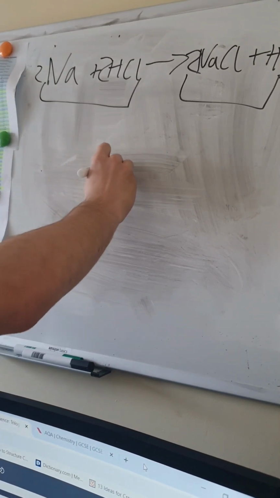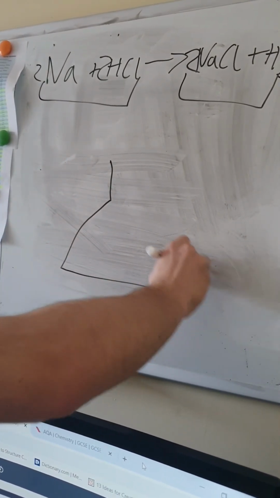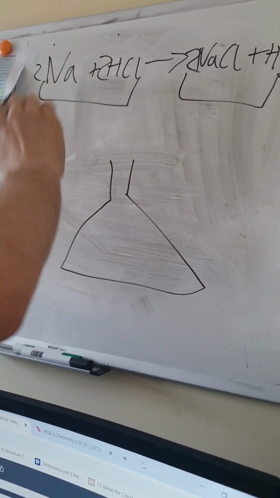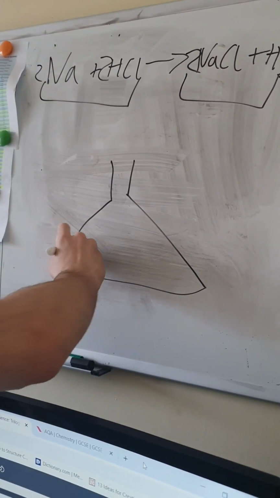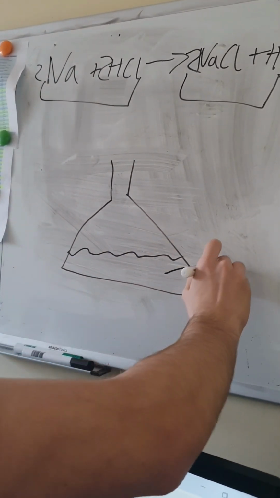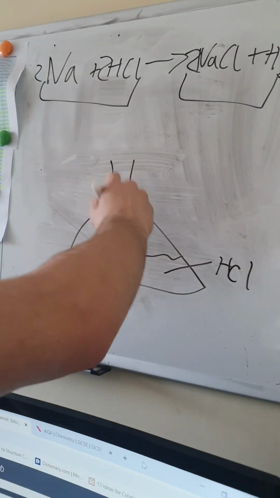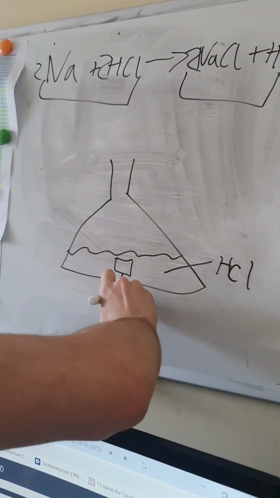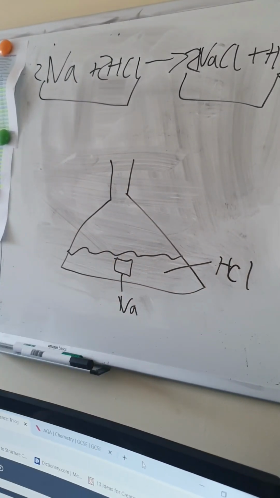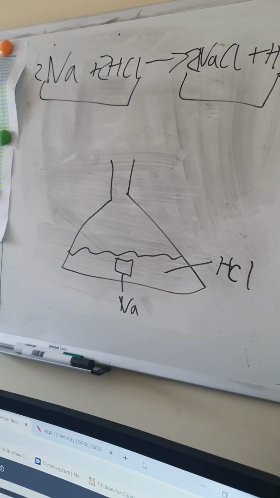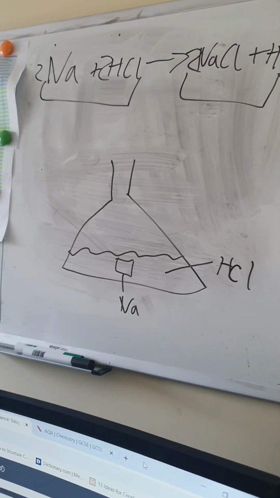So the way we actually do this is we take a conical flask, excuse my horrible drawing, and we pour in some hydrochloric acid. Then we take our sodium, and this is like a little block, and that's our sodium. Put our sodium in, and our sodium slowly dissolves, reacts even, and it appears to melt.